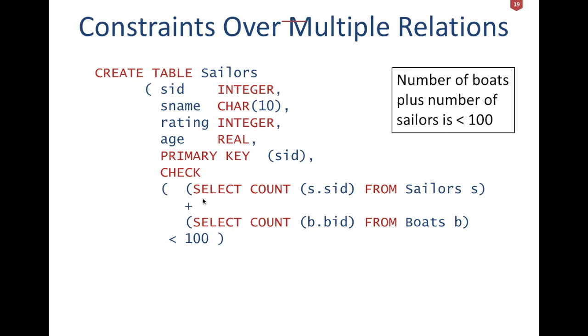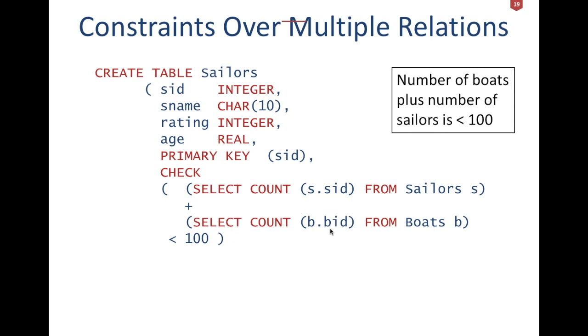We're going to check whether count of SID from sailors plus count of BID from boats is less than 100. Count means the number of sailors and the number of boats, okay, and because this is the primary key, so these are going to be the number of rows in sailors, and here is going to be the number of rows because it is the primary key.